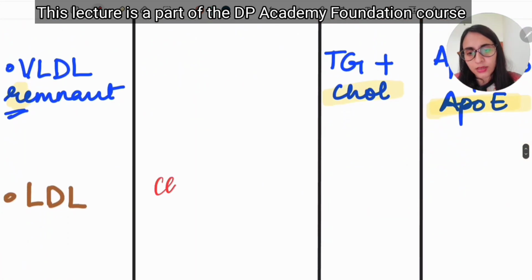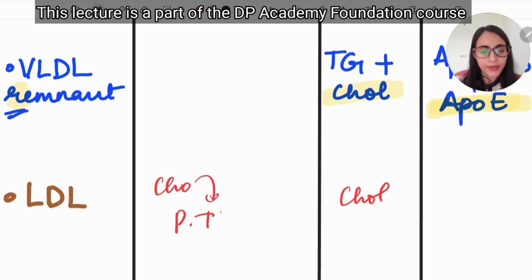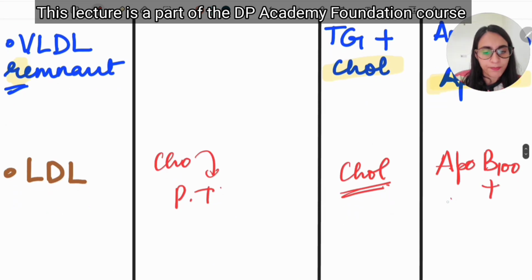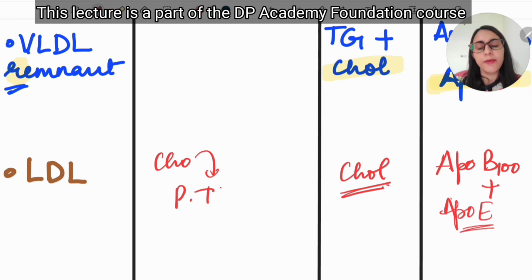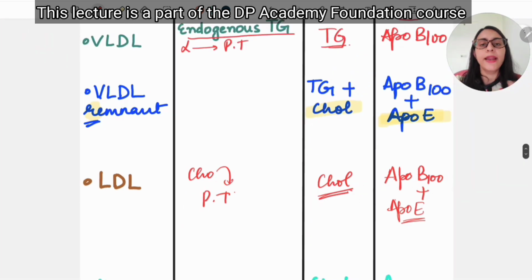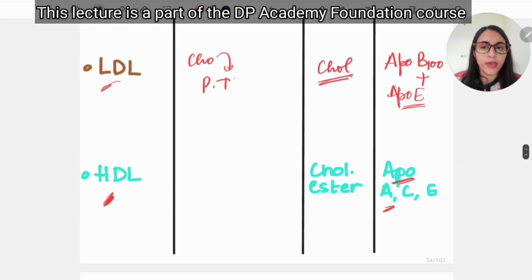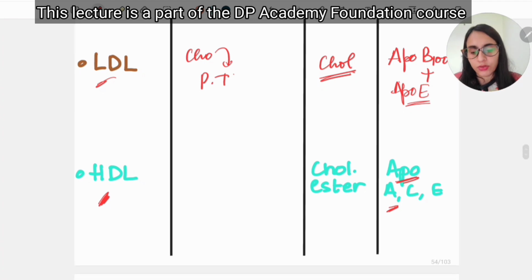LDL, low density lipoprotein, is going to the peripheral tissues, and the form of lipid is cholesterol. Here it is not triglyceride, it is cholesterol, and the protein is ApoB100, which is for VLDL also, plus we have ApoE. Now till now we studied ApoE is for remnant, and further LDL and HDL have no remnants, therefore in both of these we add ApoE. So ApoE for LDL also, ApoE for HDL also.